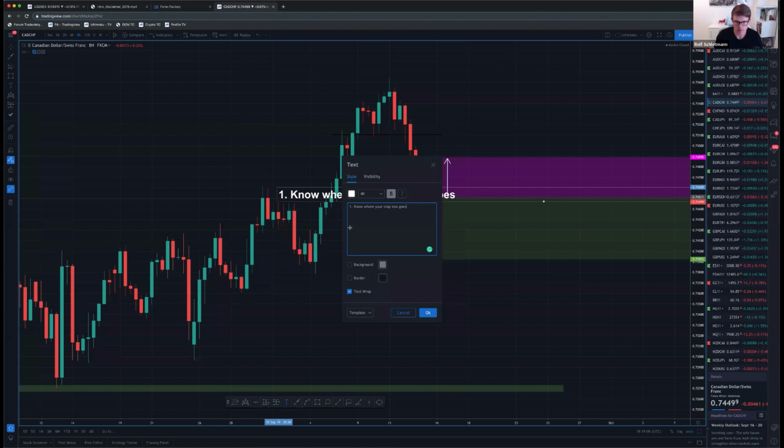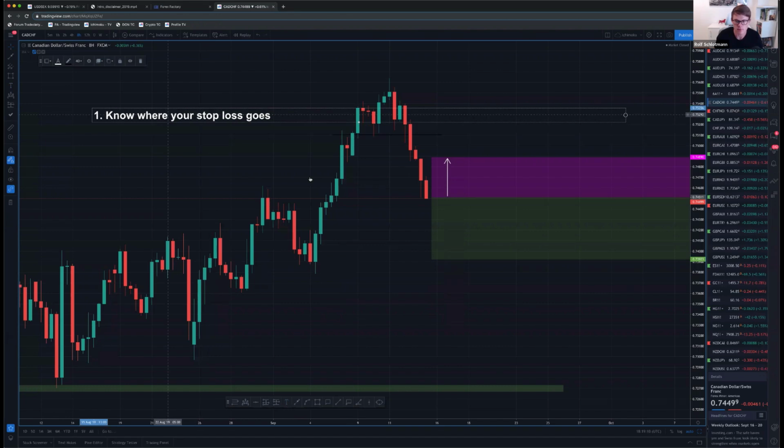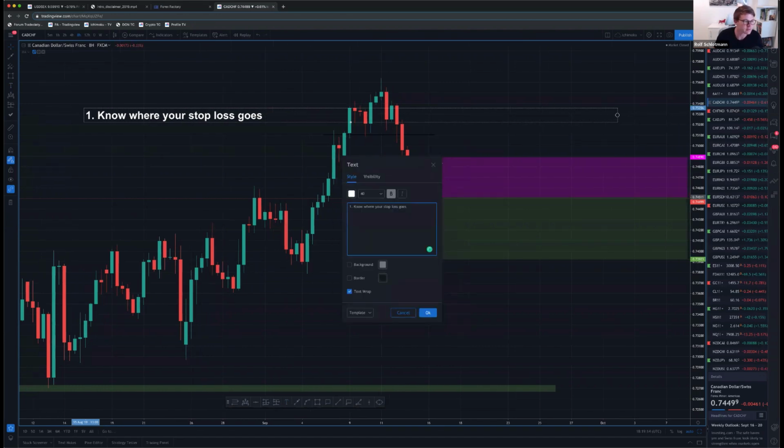And let me actually move this so that you can see what I'm typing, otherwise it's just a little bit useless. So this is very important. Before you get into a trade, you need to know where your stop loss goes. Then you measure your stop distance. Once you have your stop loss distance, then you ask yourself, what percent of my account do I want to risk?